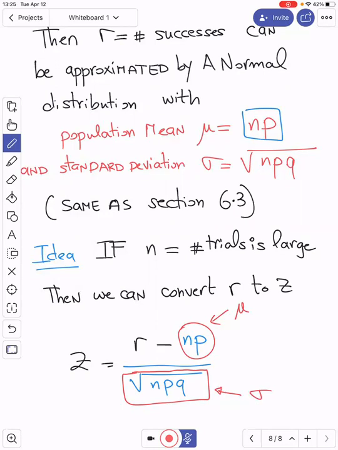So we can do the same thing for R, the number of successes, when it is very large. If the number of trials is very large, you cannot use the table, and you would need a very powerful calculator. Instead of that, we can just use the normal distribution and convert R to Z.